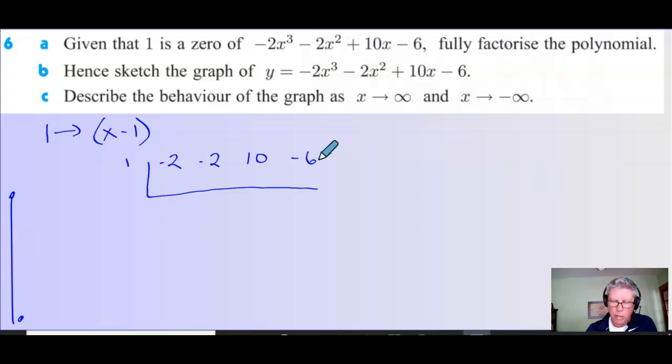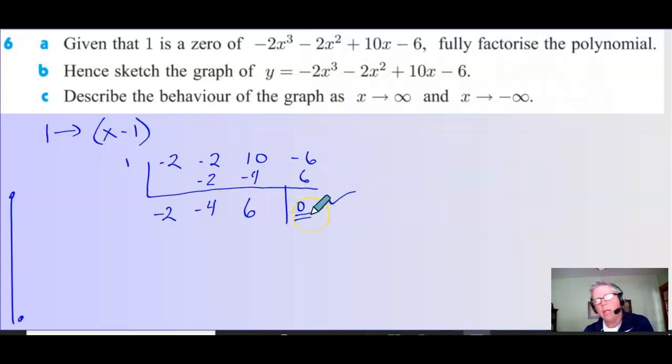So we have them all. So now we do synthetic division: -2, -2, -4, -4, 6, and 6. We get 0. Great way to check your work. If they say it's a factor or a 0, you've got to get 0 there.